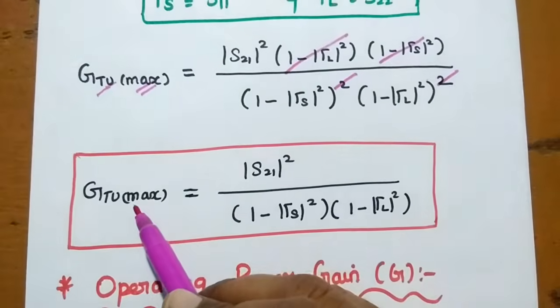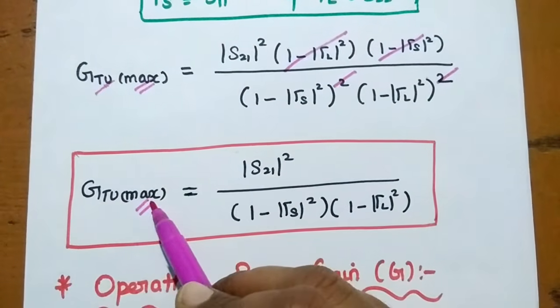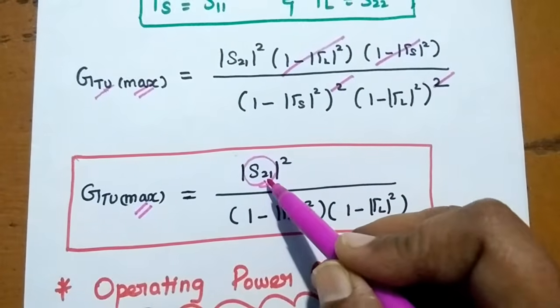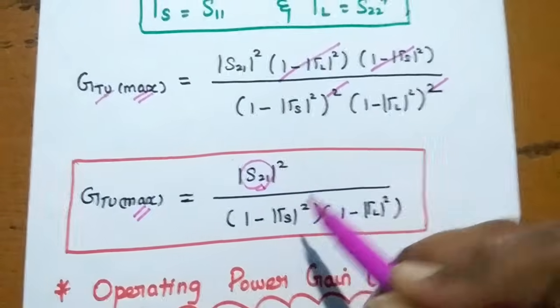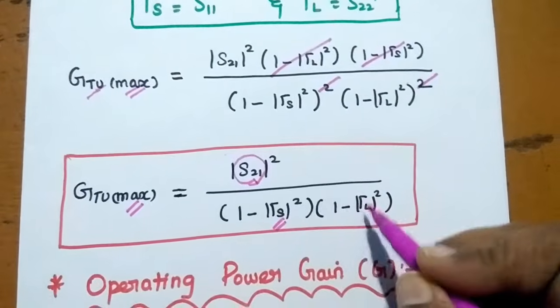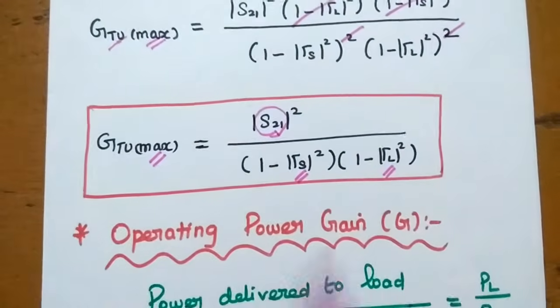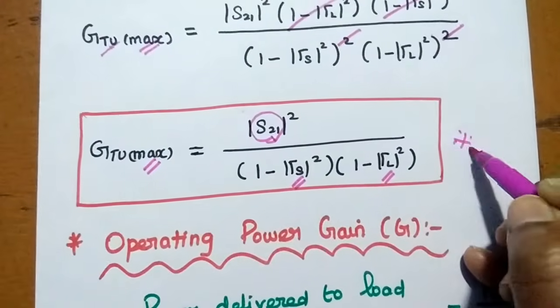So the maximum unilateral gain depends on the forward transmission coefficient, the source reflection coefficient and the load reflection coefficient. It is very important.